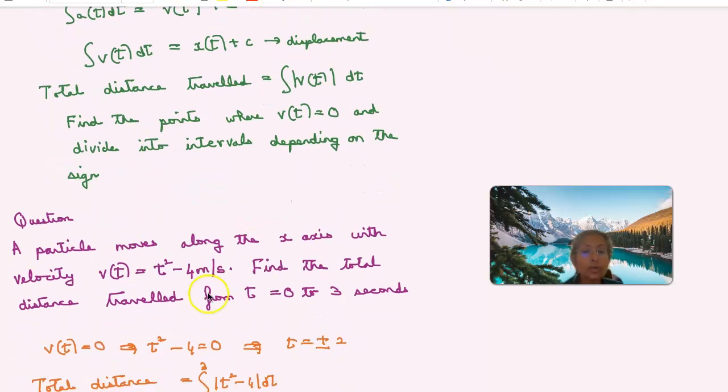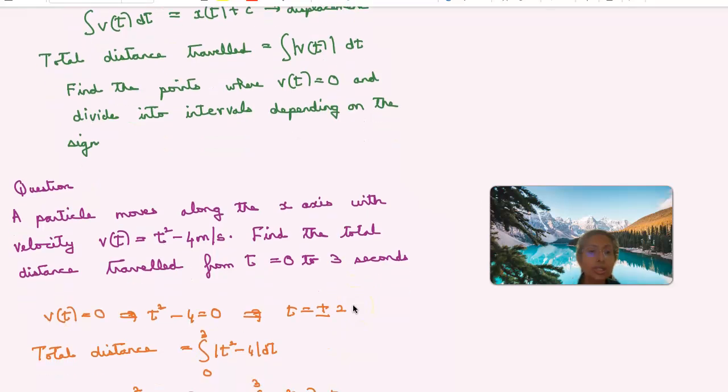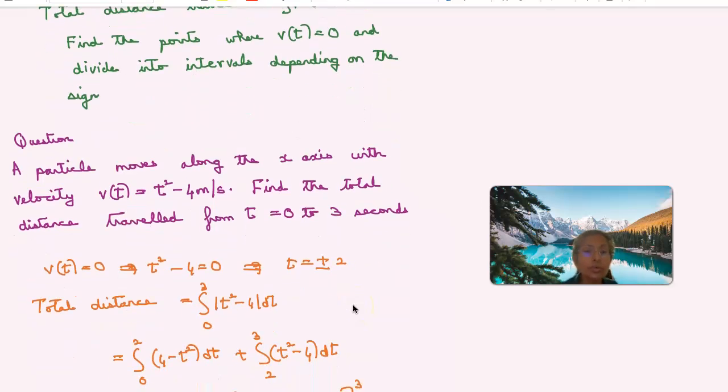A particle moves along the x-axis with velocity v(t) equal to t squared minus 4 meters per second. Find the total distance travelled from t equal to 0 to 3 seconds. So when we put v(t) equal to 0, we get t squared minus 4 equal to 0. So t equal to plus or minus 2.